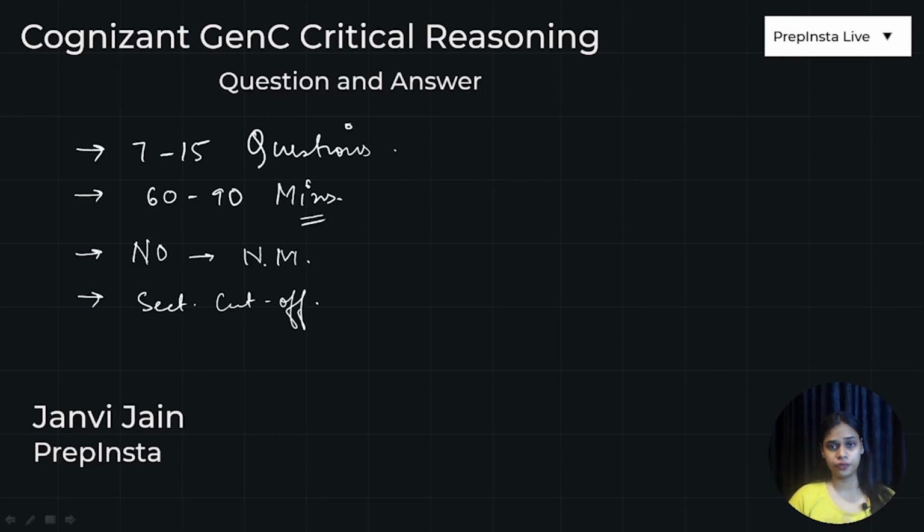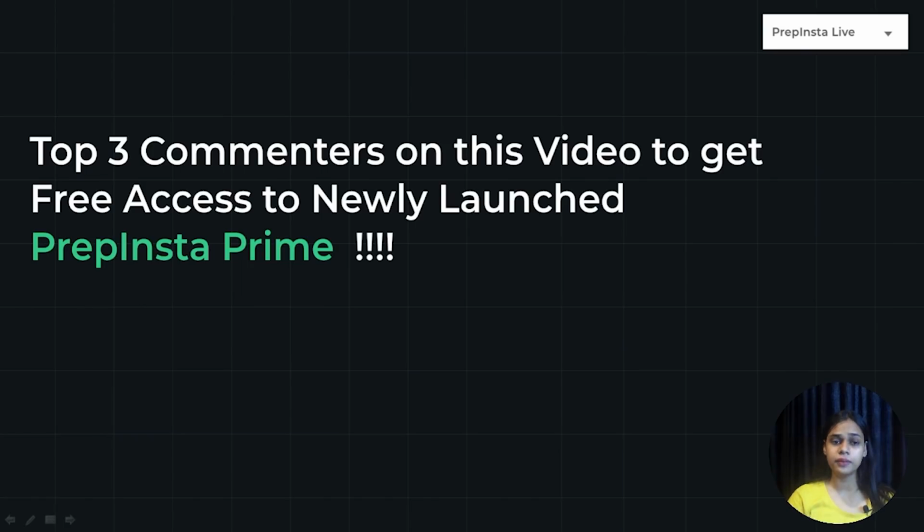Okay. So to talk about the critical reasoning section, there are 5 subsections to it, where you get questions from statement and conclusion, inference, arguments, assumptions, and course of action. All right. So you have 5 topics in it, and you can get questions from any of these 5 topics combined. All right. So yes, let's move ahead.